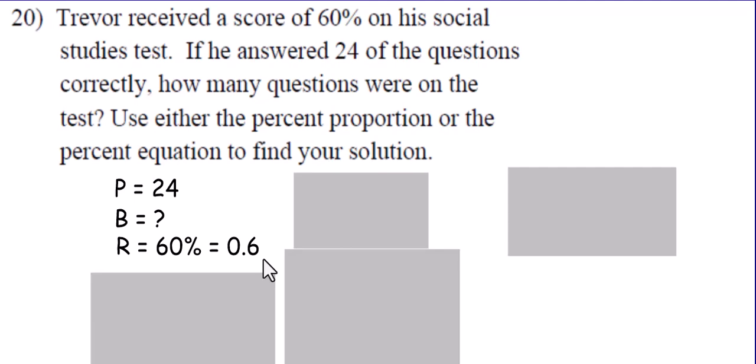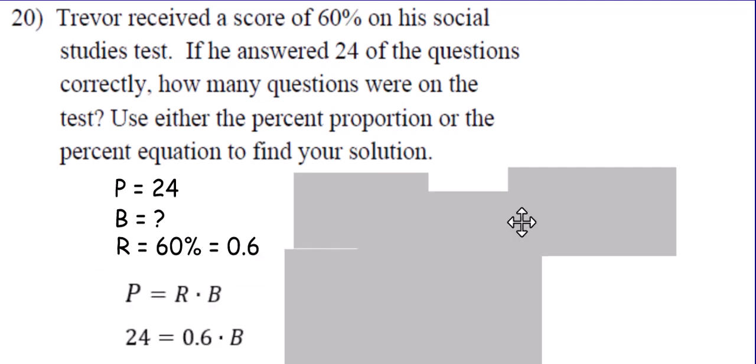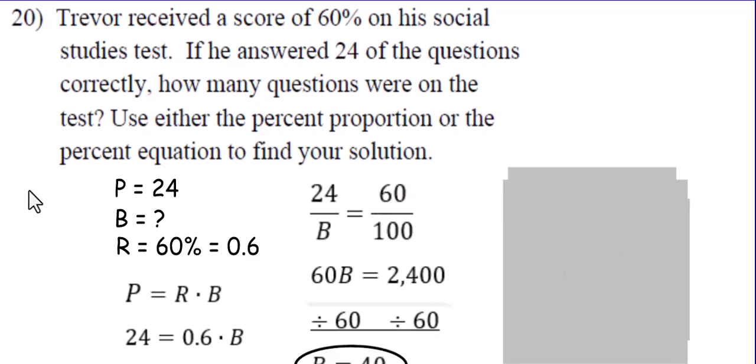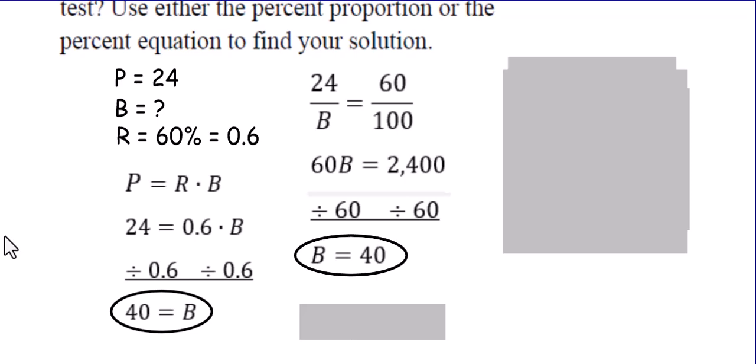Now, 24, even though it's next to the word of, 24 is the part of the questions that he answered correctly. So 24 is the part, not the base. In fact, we're trying to find the base, which is the total number of questions on the test. So let me show my work for the percent equation and then the percent proportion. So percent equation is P equals R times B, which would be 24 equals 0.6 times B. Divide both sides by 0.6 to get that the base is 40. The total number of questions on the test would be 40.